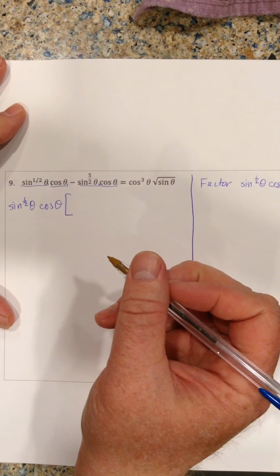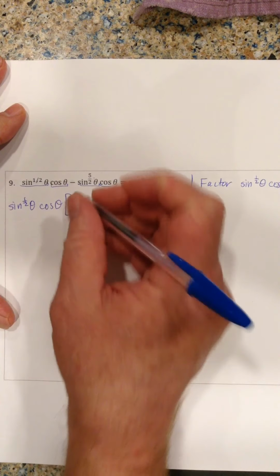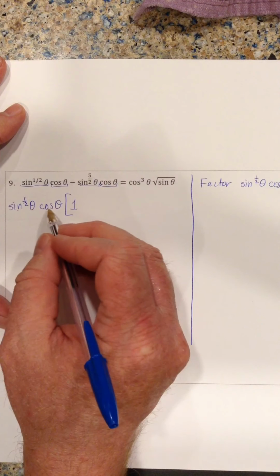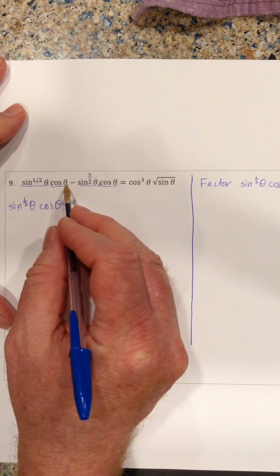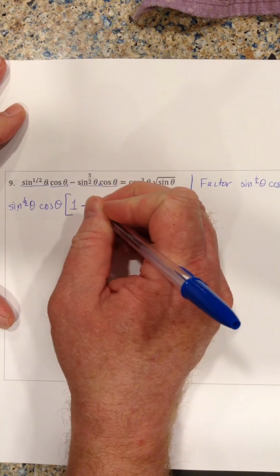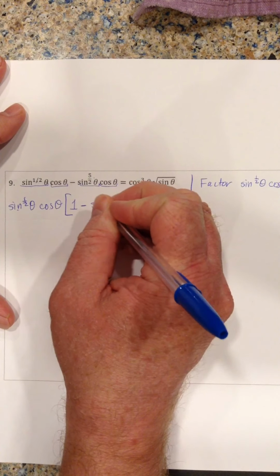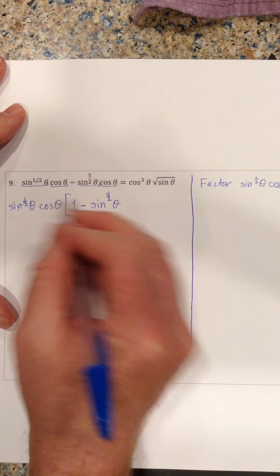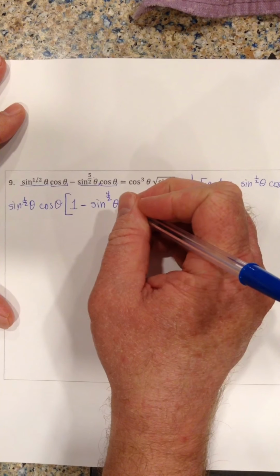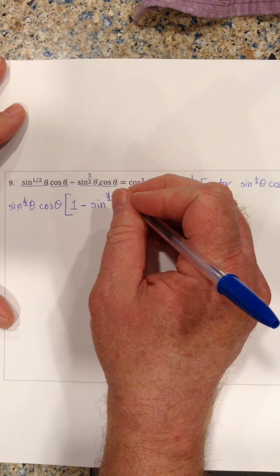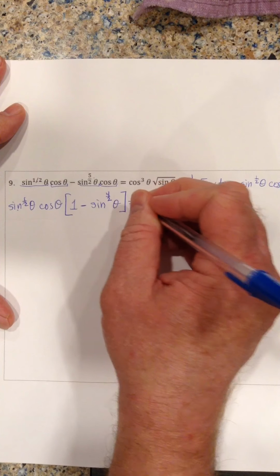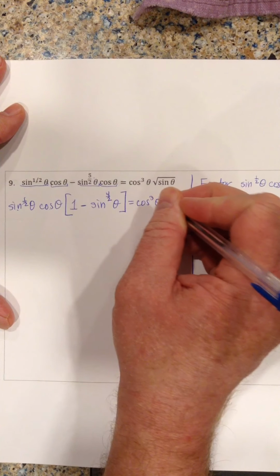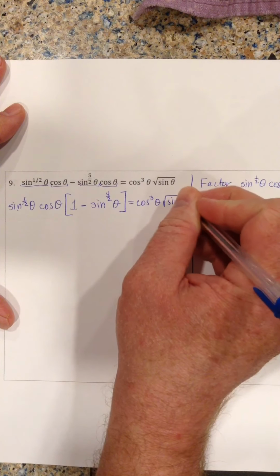Write a bracket here. So that'll be multiplied by 1. Sine half theta times cosine theta times 1 is this term. Minus, when you multiply, you add exponents. So that'll be sine to the 4/2 of theta, because a half and 4/2 is 5/2. And that's it. That equals cosine cubed of theta, square root of sine of theta.